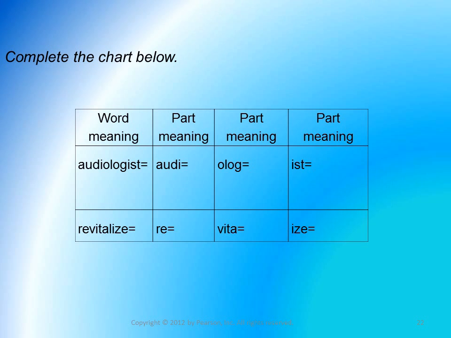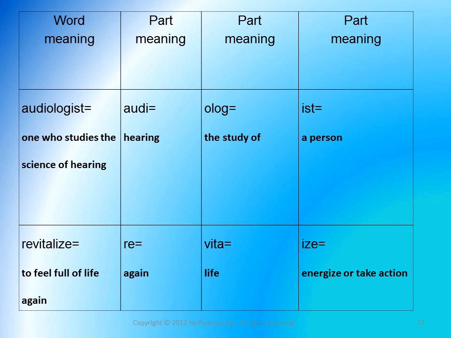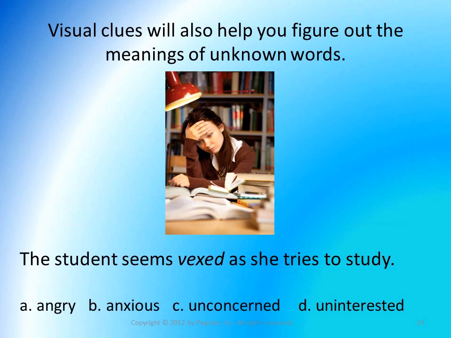So if you look at the chart below, if you had audiologist, if you put it together, audi is sound, ology is study, and ist refers to a person. So an audiologist is a person that studies sound. Okay? So you can do revitalize on your own. Okay, so hopefully that's what you got. Okay? To feel full of life again. Something similar to that meaning.